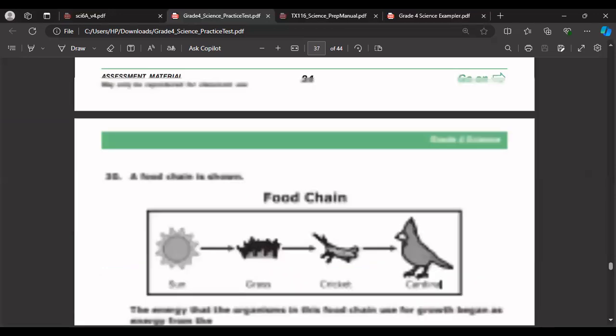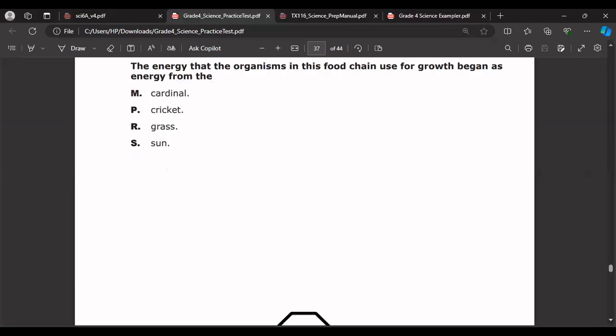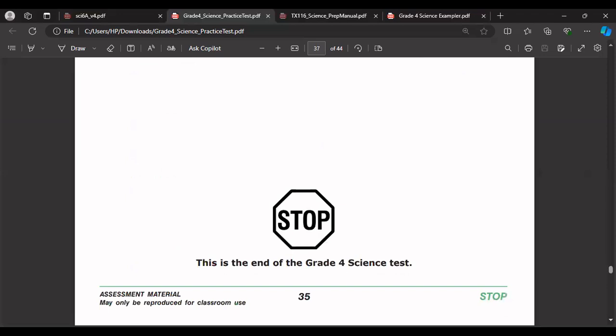Okay, here we go. Food chain. See the question? And the answer is S, Sun. Growth. Correct. And the sun is the primary source of energy for any food chain and any food web.